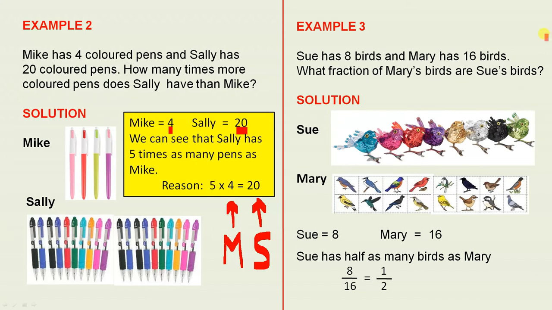Sue has 8 birds and Mary has 16 birds. What fraction of Mary's birds are Sue's birds? Here are Sue's birds, here are Mary's birds. So Sue has 8, Mary has 16. Sue has half as many birds as Mary. 8 over 16 is a half.